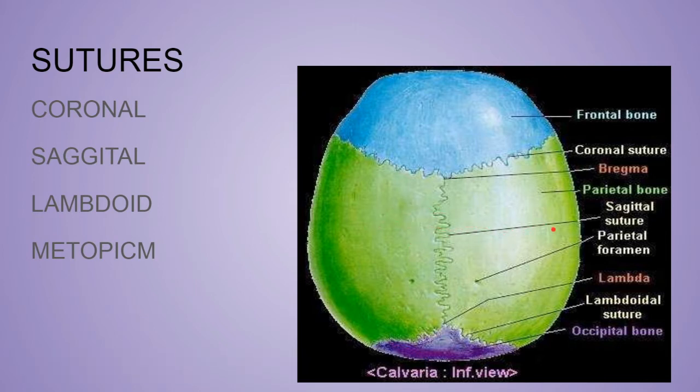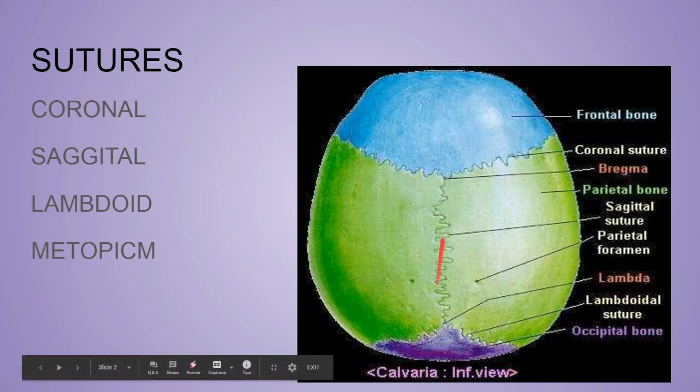Now the sutures over here, as you can see. First of all, we have the coronal suture. This one is the coronal suture. Now the sagittal suture. This is the sagittal suture. Now over here, as you can see, this is the lambdoid suture. This one is the lambdoid suture.